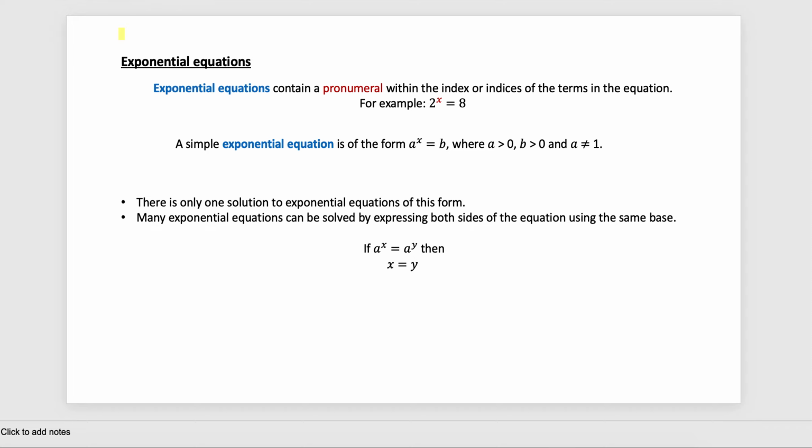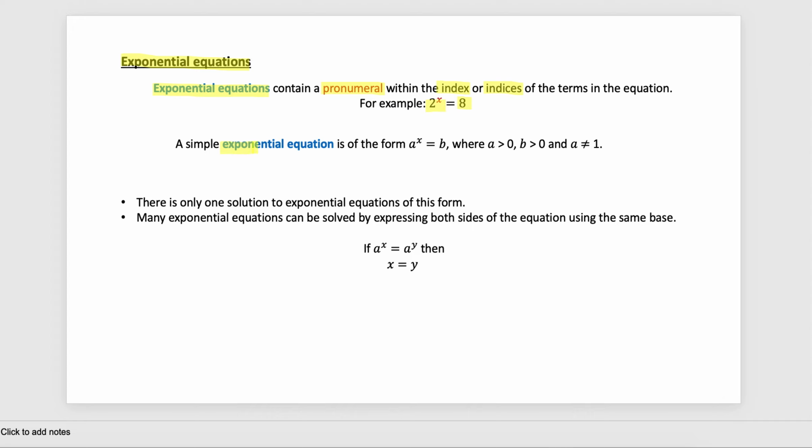In this lesson, we will be having a look at exponential equations. Exponential equations contain a pronumeral within the index or indices of the terms in the equation. For example, 2 to the power of x equals 8. Can you see that x is a pronumeral and it is a power or index? So that is an exponential equation.